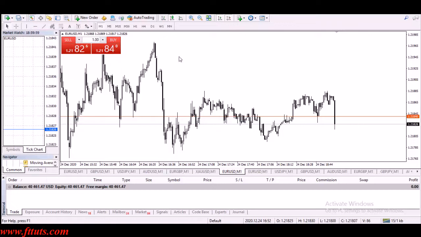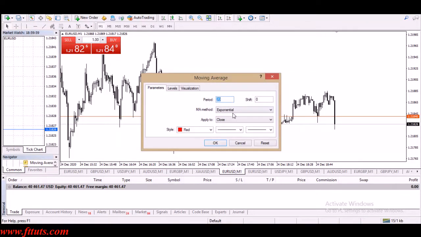Now you will start adding indicators. All you need is moving average. So you select the moving average from above, from the indicators list. You select period 20, exponential, apply to close, and I select the color red. You can select another color, but for me it's red.